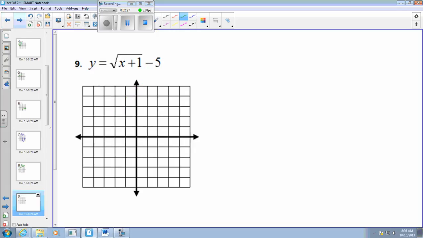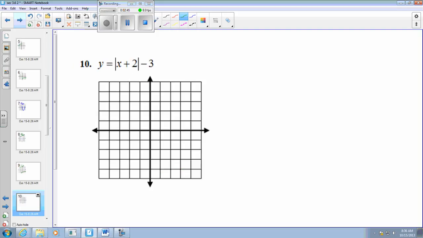Number 9. We have the square root graph. Our vertex is going to be at negative 1, negative 5. Negative 1, negative 5 is down here. And from there, we're going to make the square root graph that looks like that.